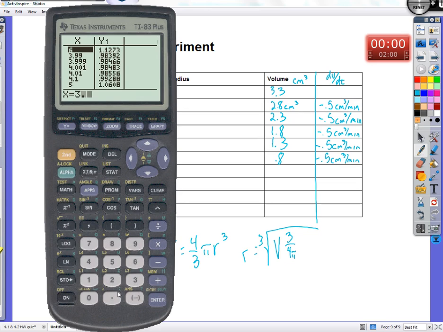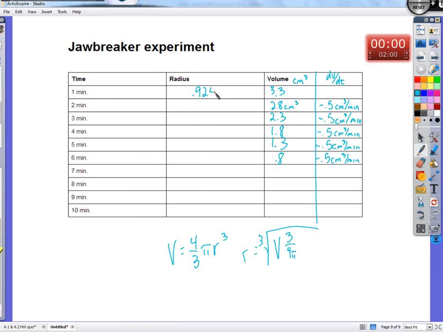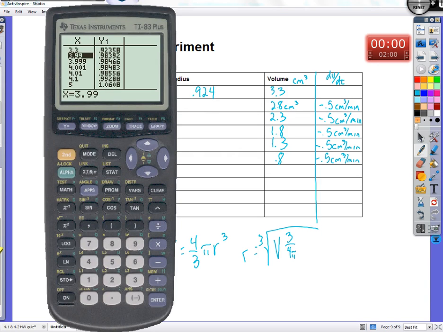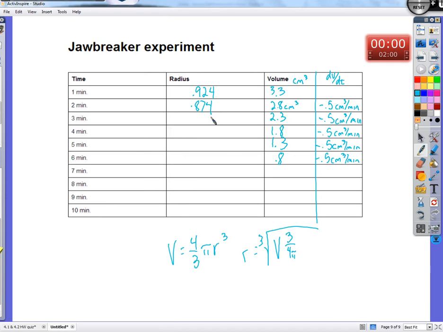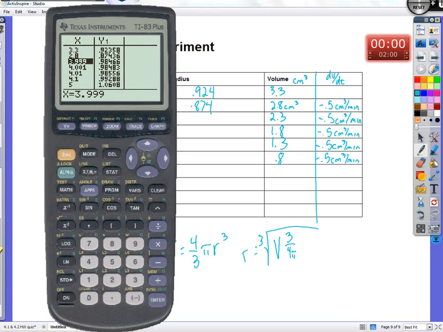So for 3.3, we get a radius of 0.924. What did you get? For 2.8, 0.874. If you can get these faster than me, that'd be great. You got it. 0.818.